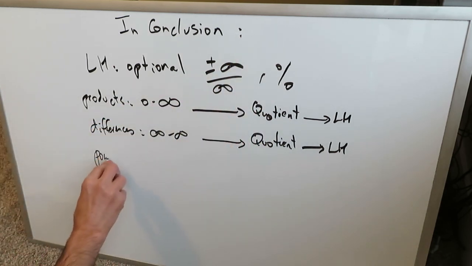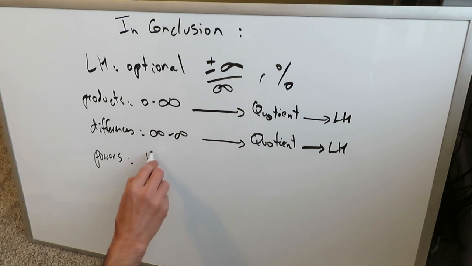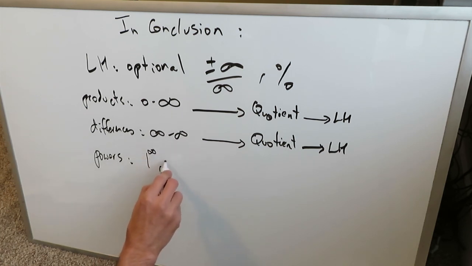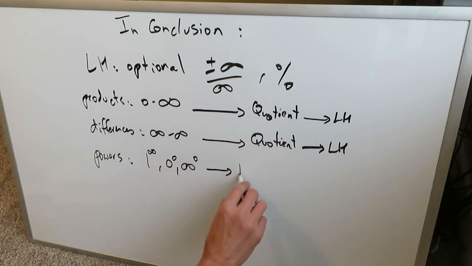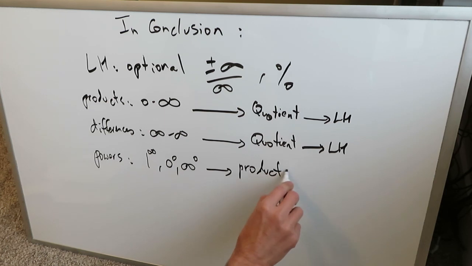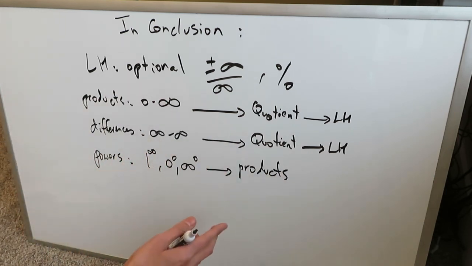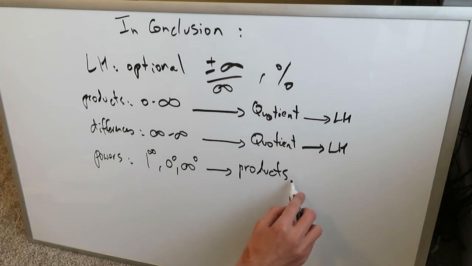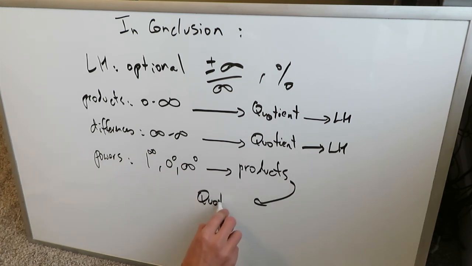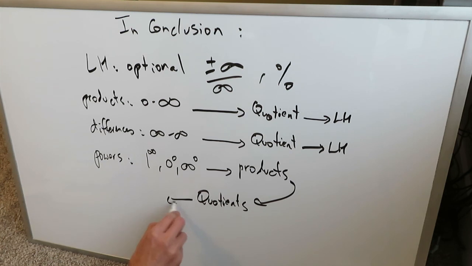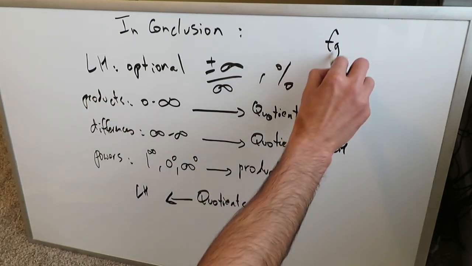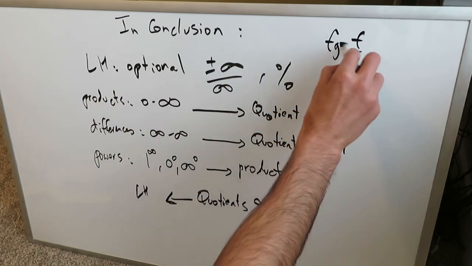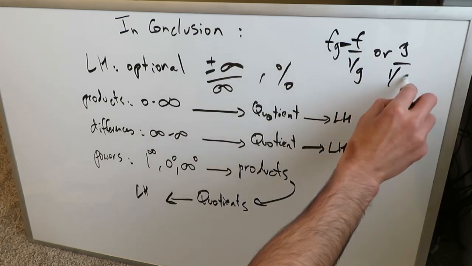And for the indeterminate powers, something which looks like 1 to the power of infinity, 0 to the power of 0, or infinity to the power of 0, you will again convert it first to products by means of some law of logarithms or exponentials, and then from the products you're going to convert it into quotients, and then you will look at it in terms of L'Hopital's rule. And the procedure for converting products into quotients is this: fg is equal to f divided by 1 over g, or g over 1 over f.